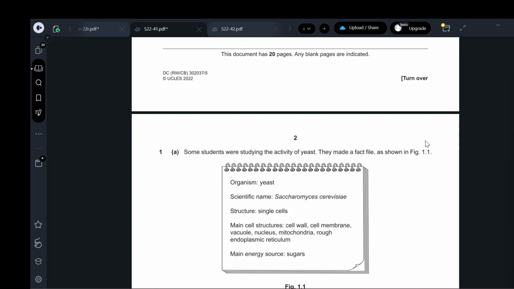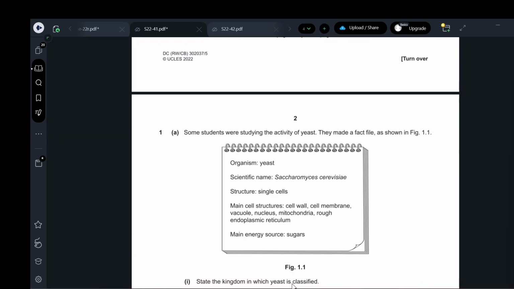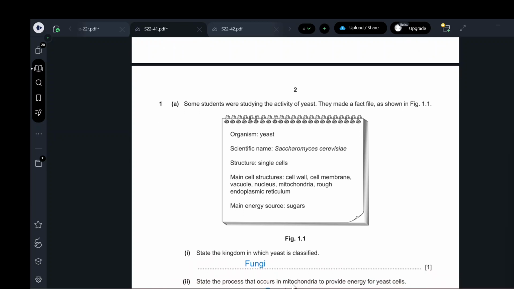We said that we must know the five kingdoms, and what belongs in each kingdom. The list gives the scientific name and the cell structures. State the kingdom in which the yeast is classified. Which kingdom? I must know the kingdoms. So I said kingdom fungi.